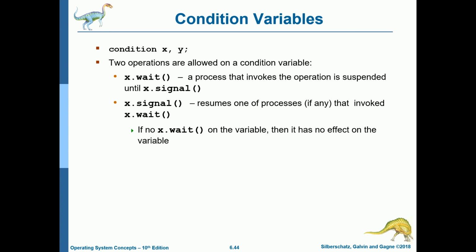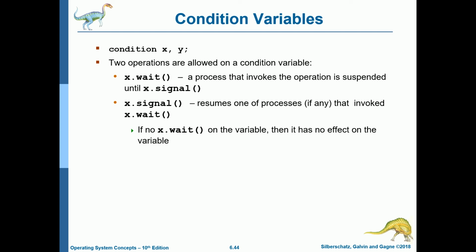These mechanisms are provided by the condition construct. A programmer who needs to write a tailor-made synchronization scheme can define one or more variables of the type condition. We define these as x and y respectively. The only operations that can be invoked on a condition variable are wait and signal, such that x.wait means that the process invoking this operation is suspended until another process invokes x.signal. The signal operation resumes exactly one suspended process. If no process is suspended, then the signal operation has no effect.